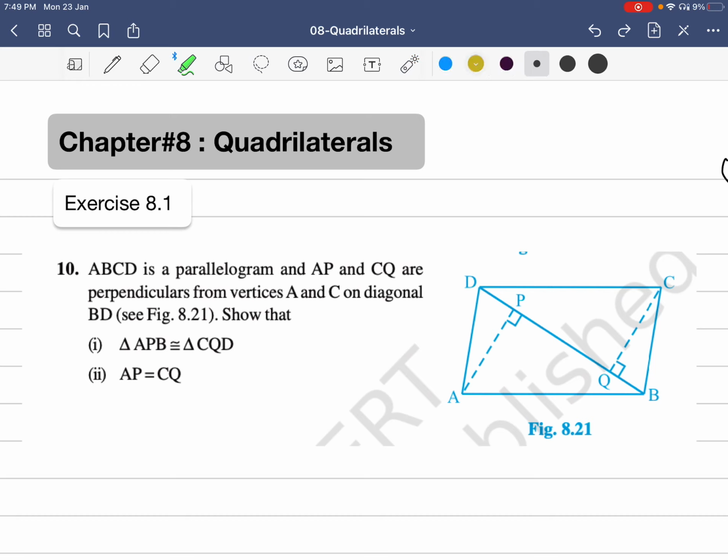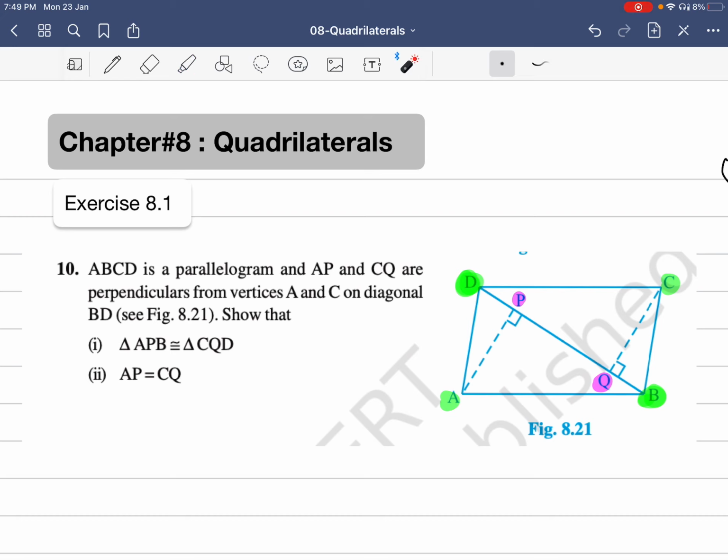Okay, so let's try to trace out the things that are mentioned here. So A, B, C, D. Okay, it's a parallelogram, and BD. You can see that BD is a diagonal. Now, from this vertex A, they have constructed a perpendicular on this BD, and this perpendicular line meets BD at a point P. So this is that point P. Similarly, from this vertex C, they have constructed a perpendicular which meets the diagonal BD at a point Q. So once again, let's highlight this point Q. Okay, so this is a thing that has been done.